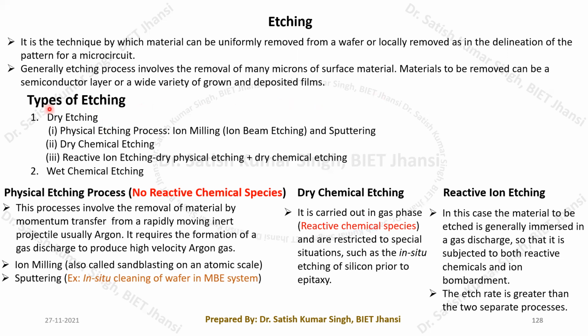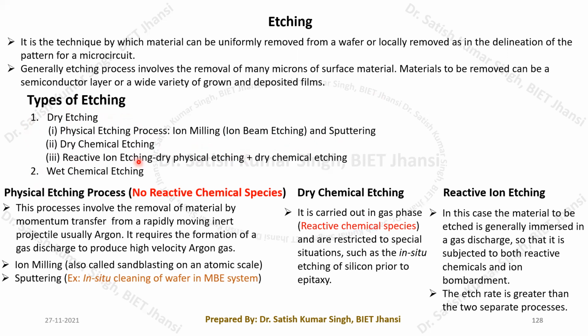Before starting, just for the sake of completeness, I would like to make you aware of these types of etching. Here you can see we have different types of etching, broadly categorized into dry etching and wet chemical etching. The dry etching process is subdivided into three categories. First is the physical etching process, with two broadly used techniques: ion milling, also known as ion beam etching, and sputtering. Another one is dry chemical etching, and then we have reactive ion etching.